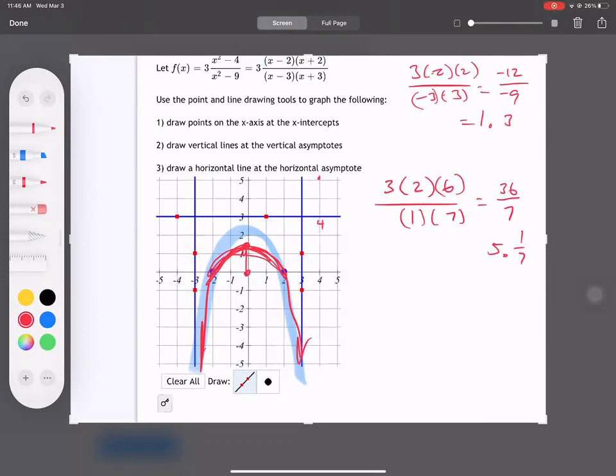So isn't 5 way up here? So the graph we know for sure is going to be stuck up here. 100% guarantee you that.